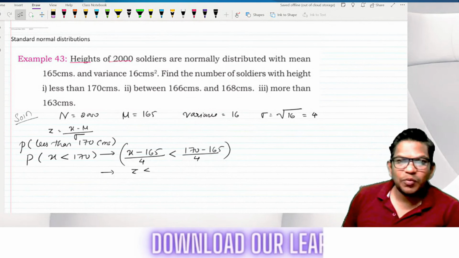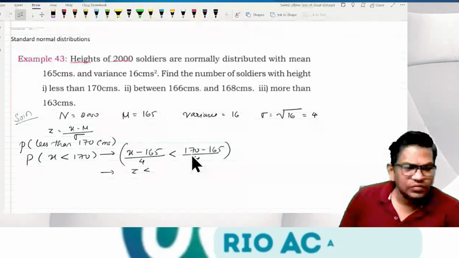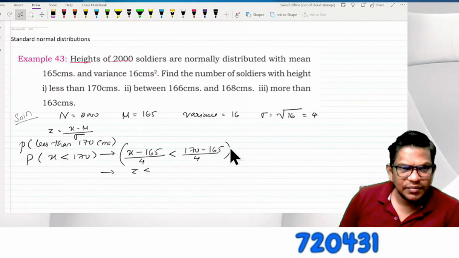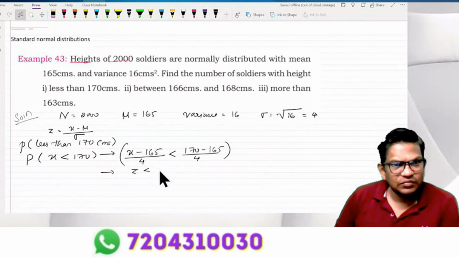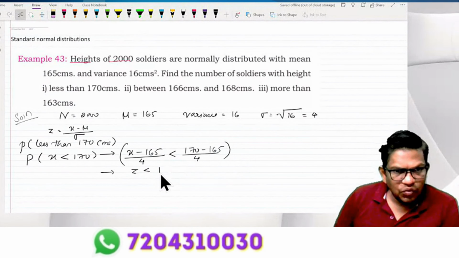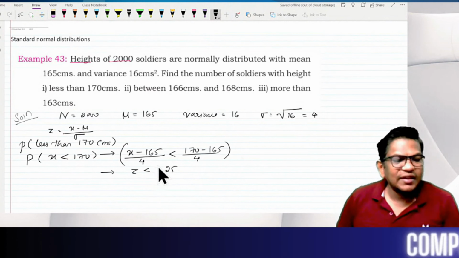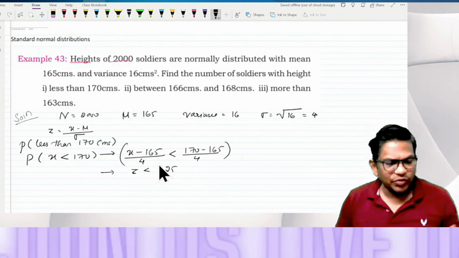Hey Sam, good morning, bacha. How much is that? 1.25. 1.25. Okay, this side is going right. I mean, the negative side, the minus infinity side, is moving out.